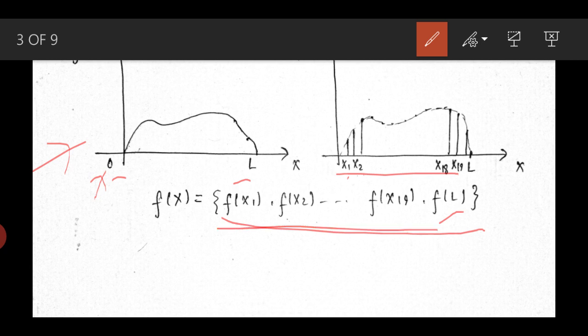Now this is an approximation. This approximation gets better and better as you increase the number of times you divide the interval. In this particular case I divided it into 20. Let us suppose I divide it into n. So as n tends to infinity, I get a good approximation of my function. In this case, the dimensionality of the space becomes infinite dimensional for a very good approximation of the function.